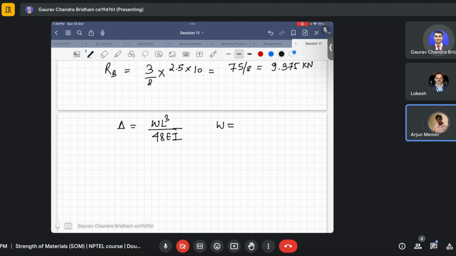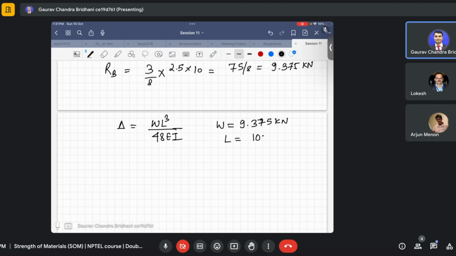What do you use for W? And what is L? Did you use I for this? Okay. Did you convert E properly?